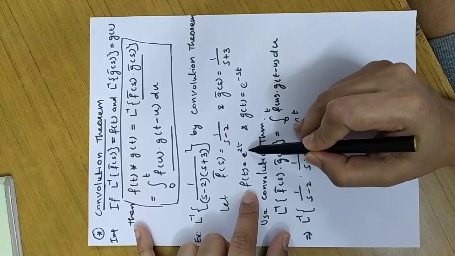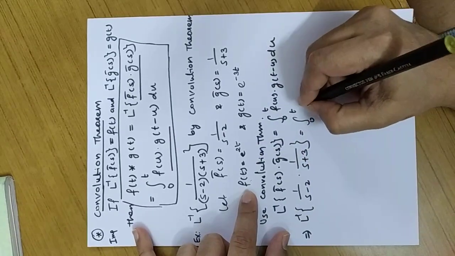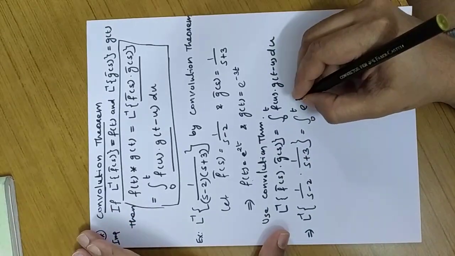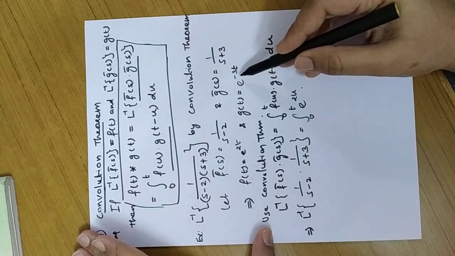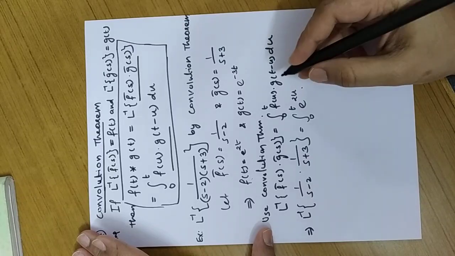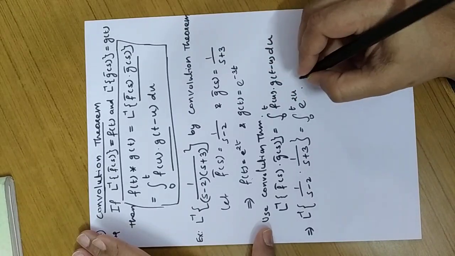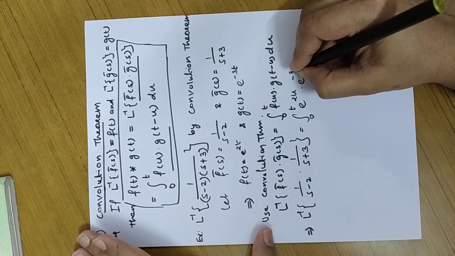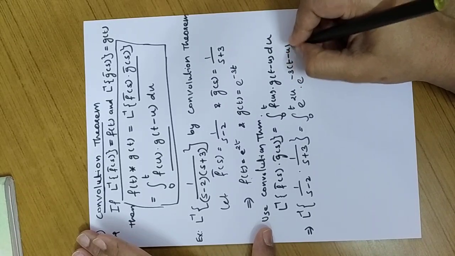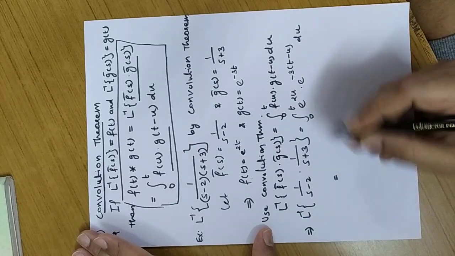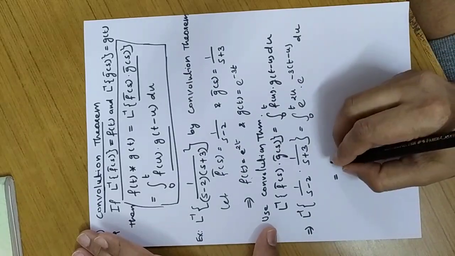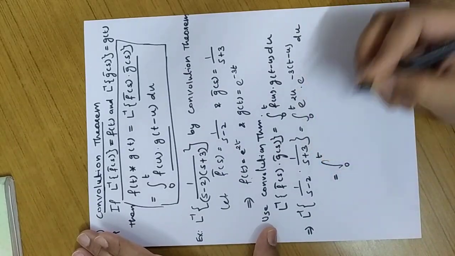Now f of t is e raised to 2t. Then what is f of u? e raised to 2u. g of t is e raised to minus 3t. Then g of t minus u, just replace t by t minus u: e raised to minus 3 times t minus u, du. Now find the integration on the right hand side, 0 to t.